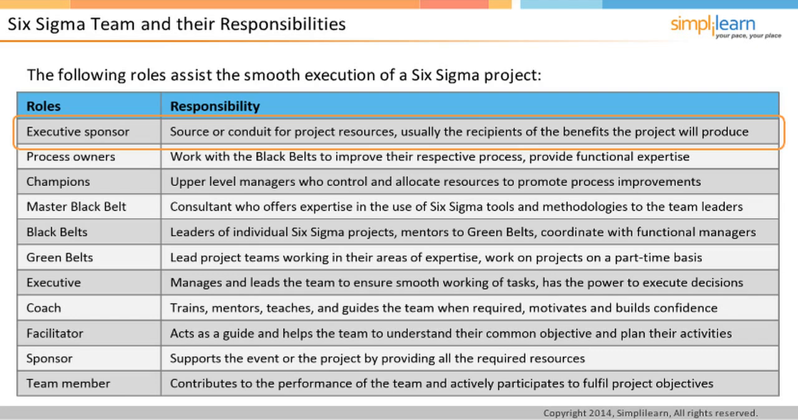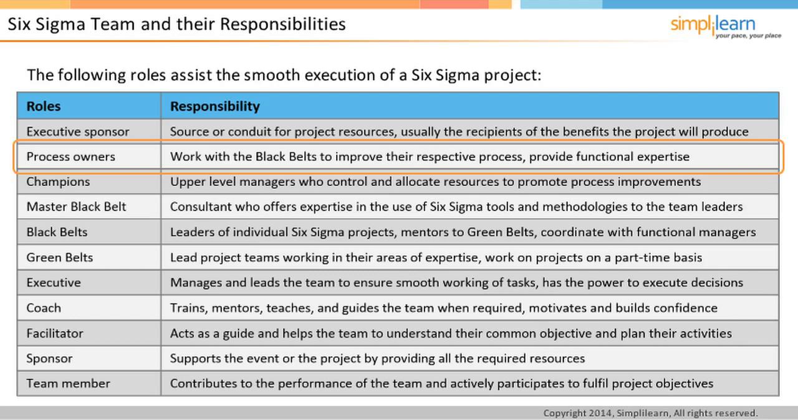The sponsor is responsible for setting the direction and priorities for the organization. The sponsor may be a functional manager or an external customer. The next important role is that of the process owners. They work with the black belts to improve their respective processes. They provide functional expertise about the process to the project. Usually, this role is played by the functional managers in charge of specific processes.